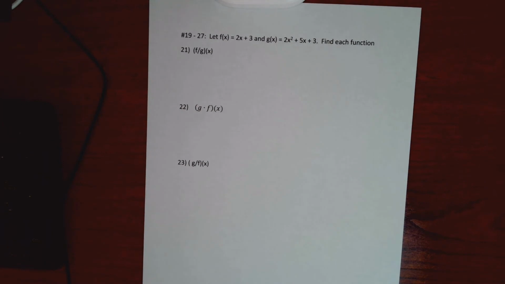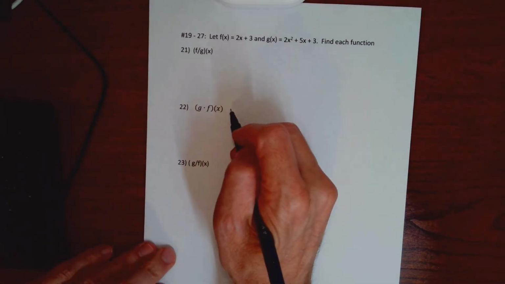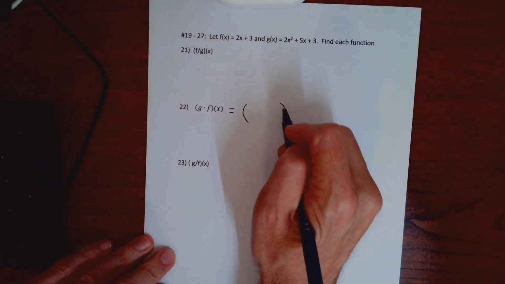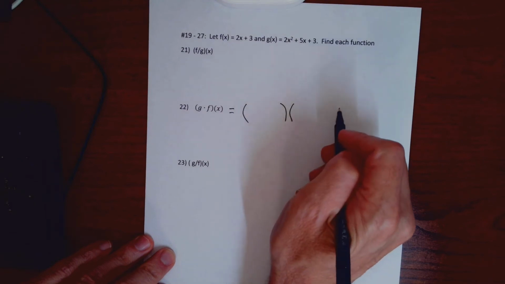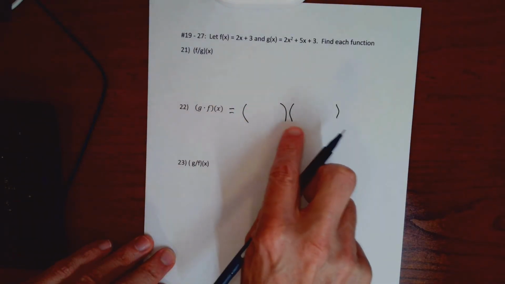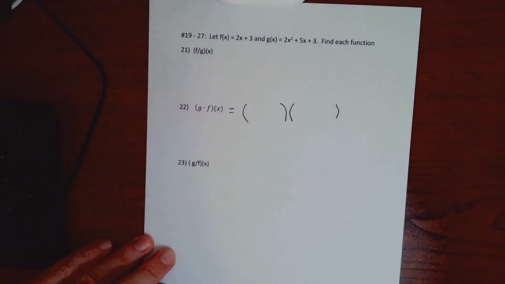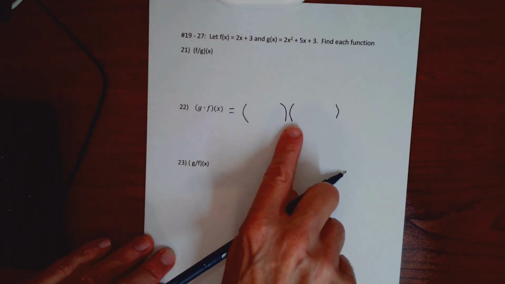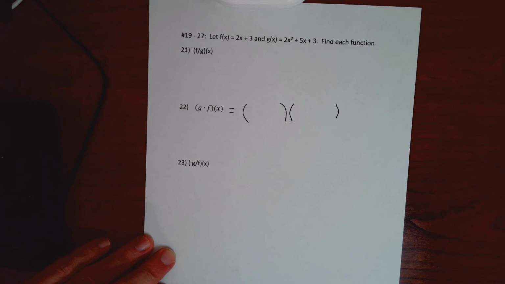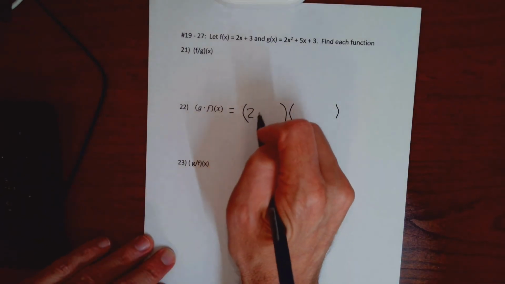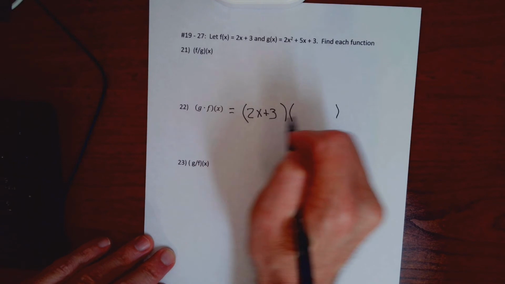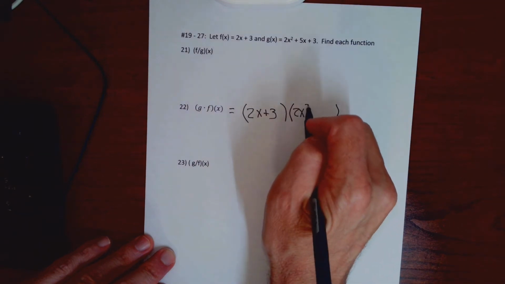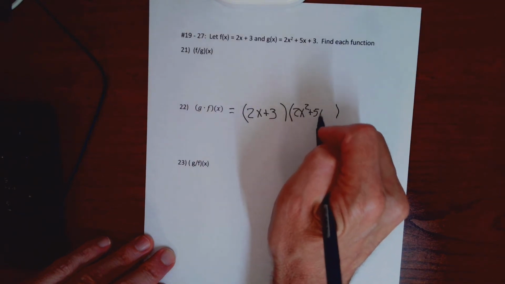21 asks me to divide, 22 asks me to multiply, 23 asks me to divide. So in 22, I'm asked to multiply the g function times the f function. This little times sign doesn't really need to be shown. Like I needed the plus sign between the parentheses because it's never implied. I needed the minus sign between the parentheses. It's never implied. Somehow I think this is not a bad answer.